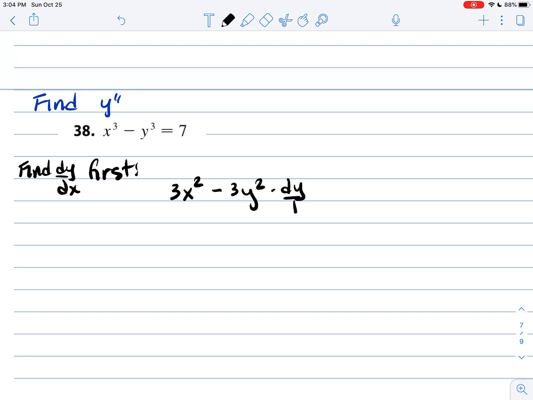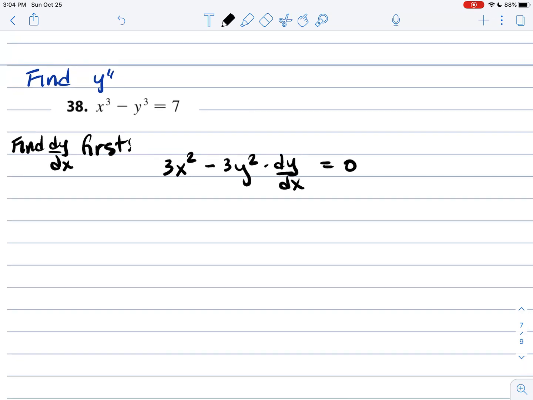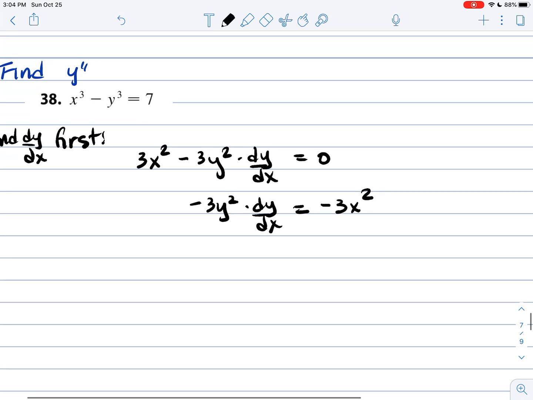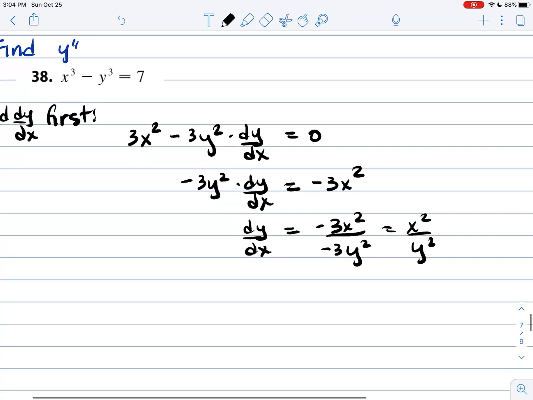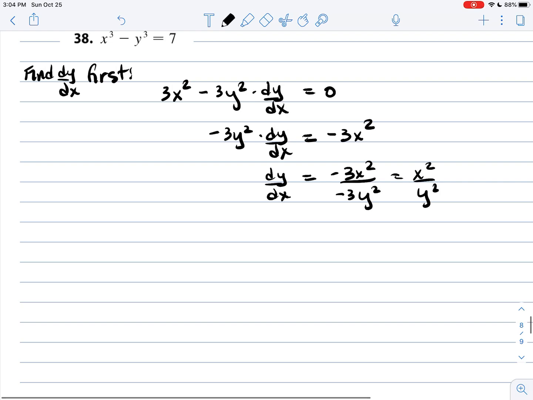And so this is 3x squared minus 3y squared times dy/dx, and the derivative of 7 is 0. Next, I'm going to solve for dy/dx, and I end up with minus 3y squared dy/dx equals negative 3x squared. I'm going to divide both sides by minus 3y squared, and I get minus 3x squared divided by minus 3y squared, and that gives me x squared over y squared. So that is my dy/dx.